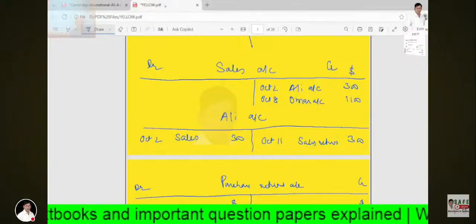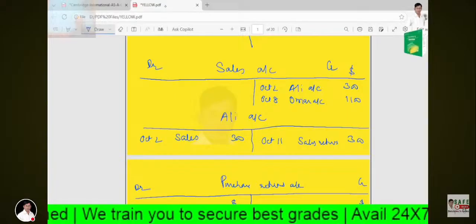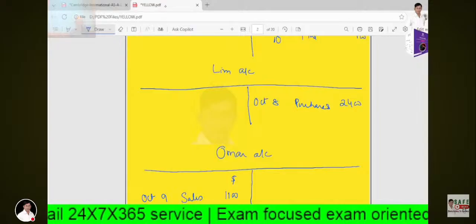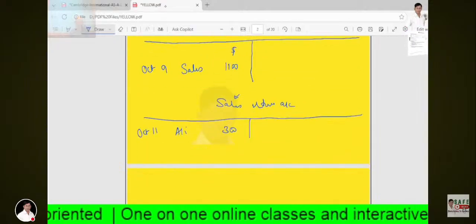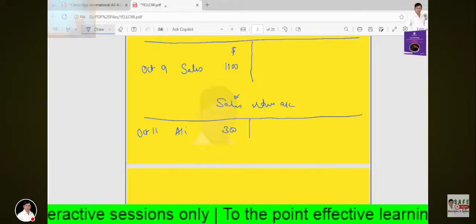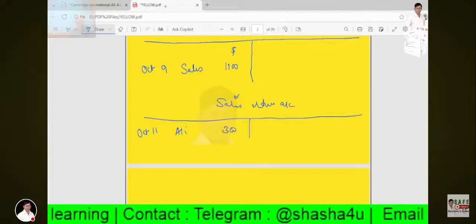Ali 300, sales returns 300. So there is no more. So we have returned everything. So the sales returns account 300, we have to debit. The sales returns account will be debited with Ali's account 300. So this is how it is.